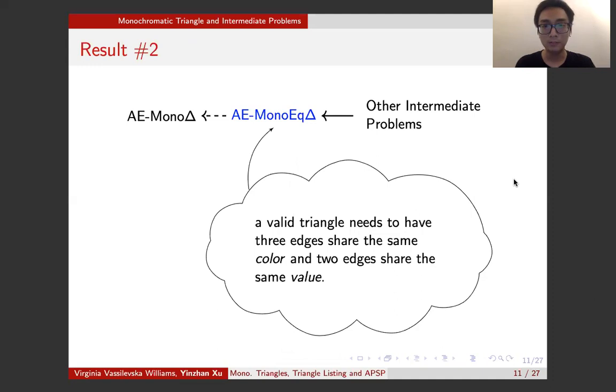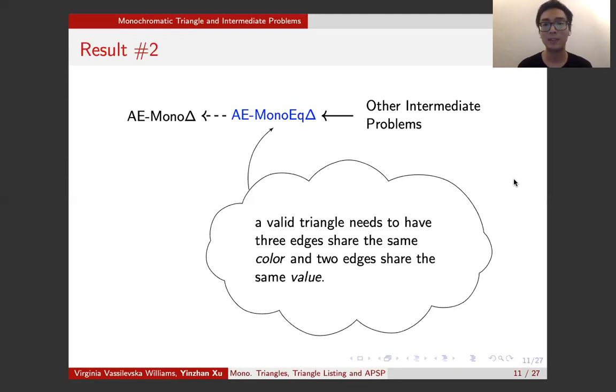We essentially show a reduction from many other intermediate problems to the all-address monochromatic triangle problem. And the key step in our reduction is to define a new problem called all-address monochromatic equality triangle. In this problem, roughly, we still need to determine whether each edge in a graph is in a valid triangle or not. But here, a valid triangle needs to have 3 edges share the same color, so it's monochromatic. But at the same time, 2 of its edges need to share the same value, where value is a new attribute associated with each edge in the graph.